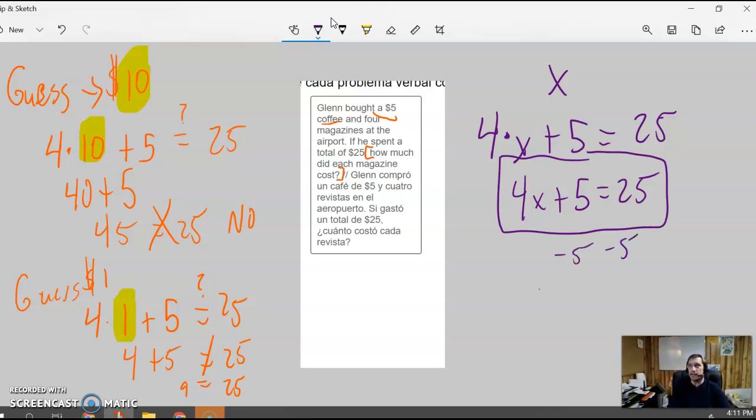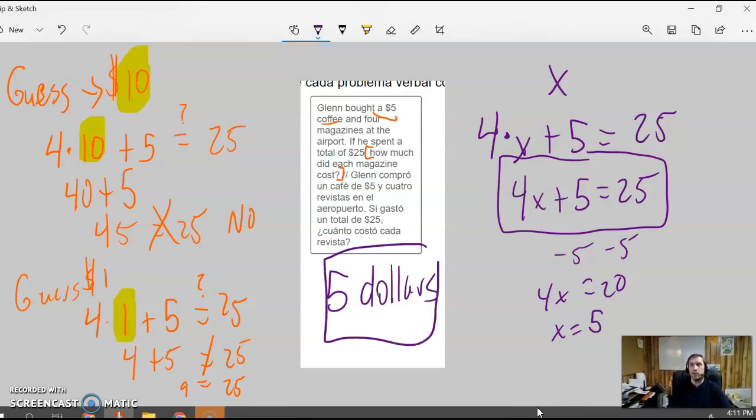Subtract 5 from both sides. I get 4x equals 20. X equals 5. And it's not just 5, right? How much does each magazine cost? It costs $5. So that's guess, check, generalize in a nutshell.